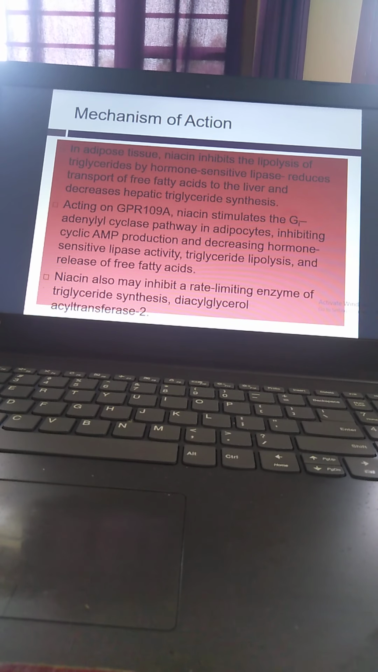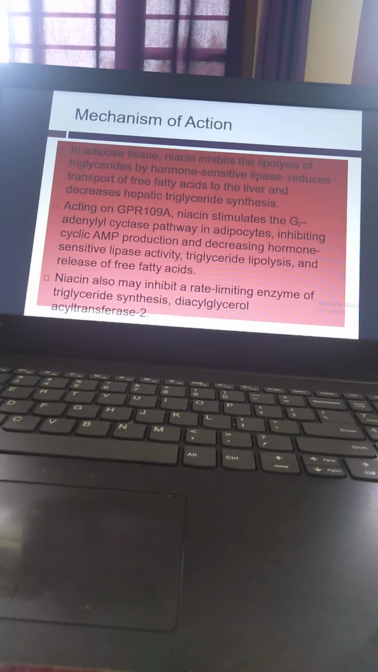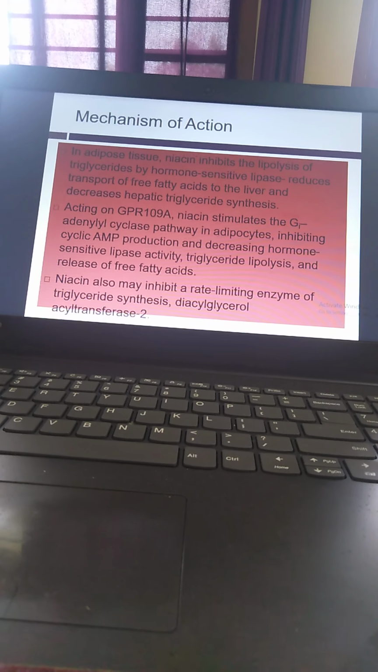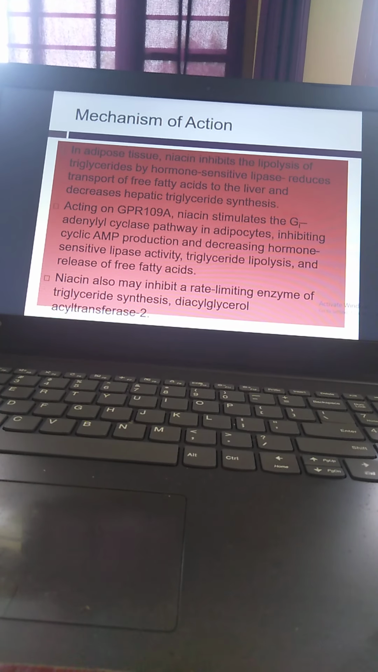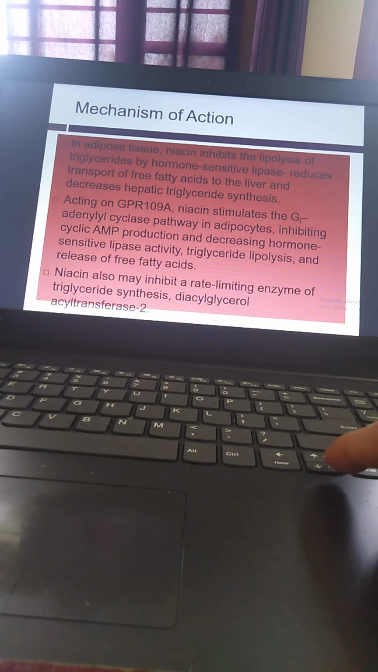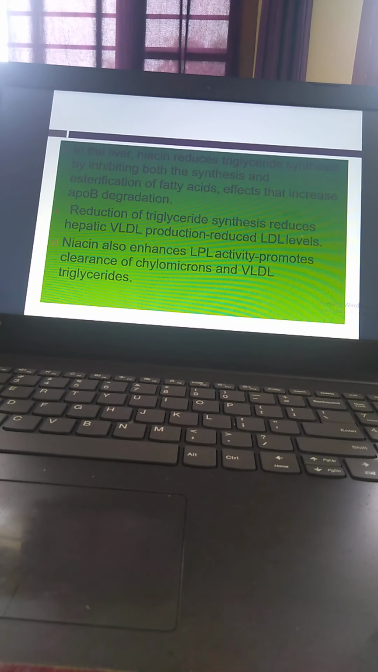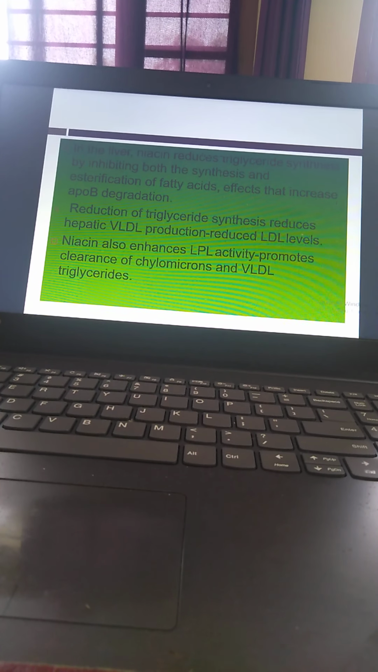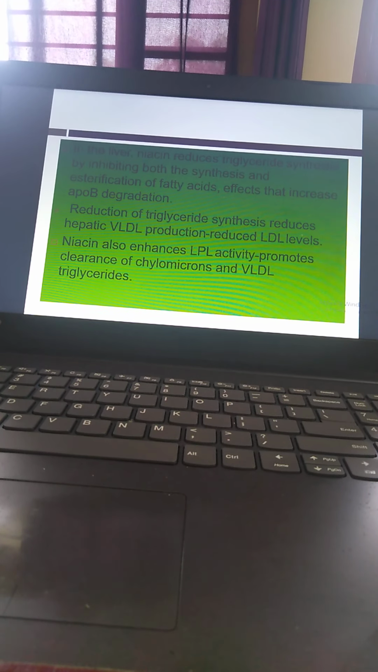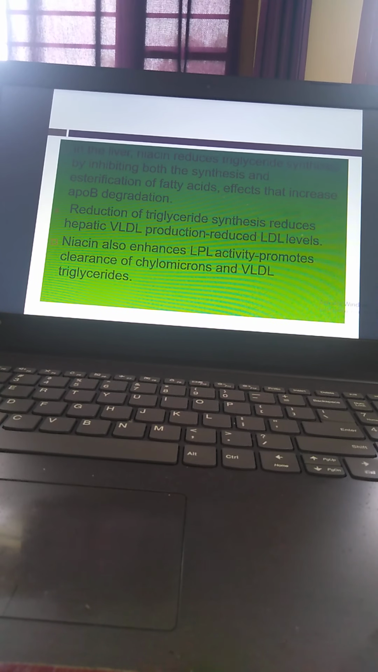In a nutshell, niacin may also inhibit the rate-limiting enzyme of triglyceride synthesis, diacylglycerol acyltransferase 2. These enzymes are inhibited by niacin. Then in the liver, niacin reduces triglyceride synthesis by inhibiting both the synthesis and the esterification of fatty acids. That increases ApoB degradation. So reduction of triglyceride synthesis reduces hepatic VLDL production and reduces LDL levels. Niacin also enhances LPL.